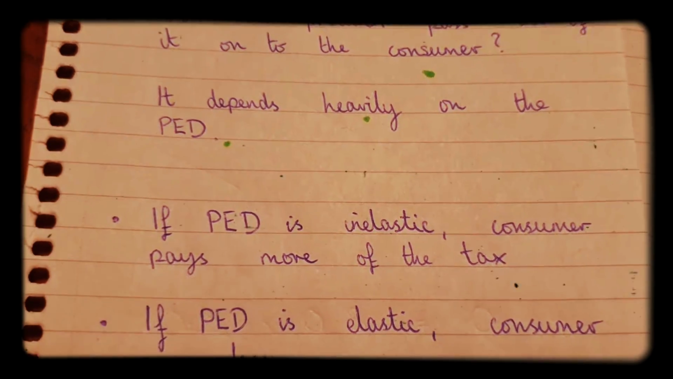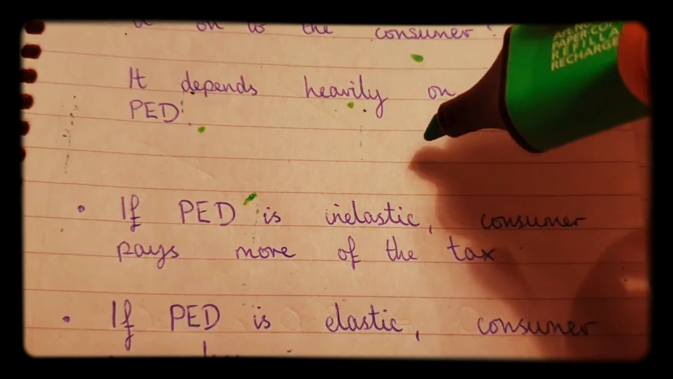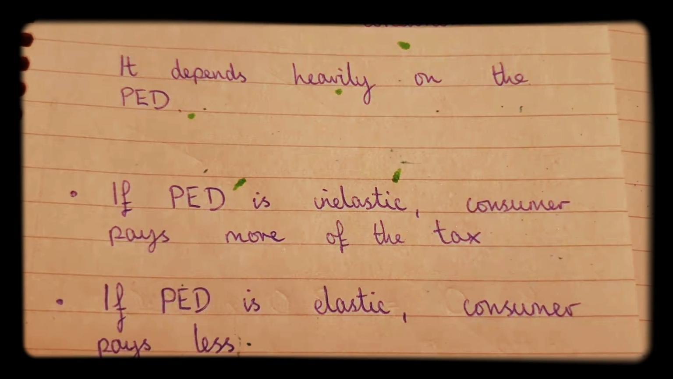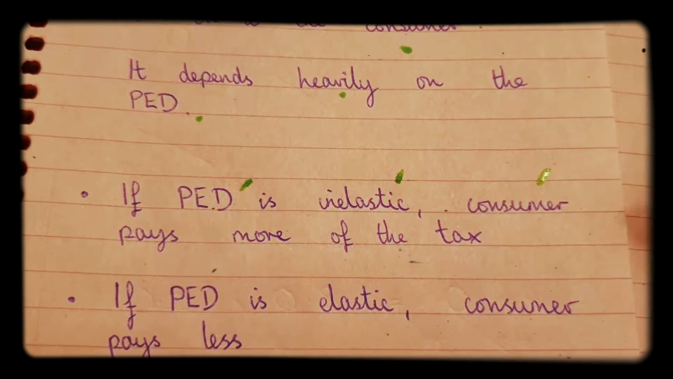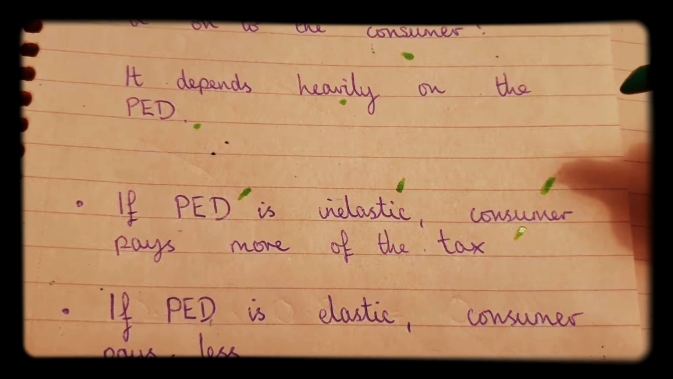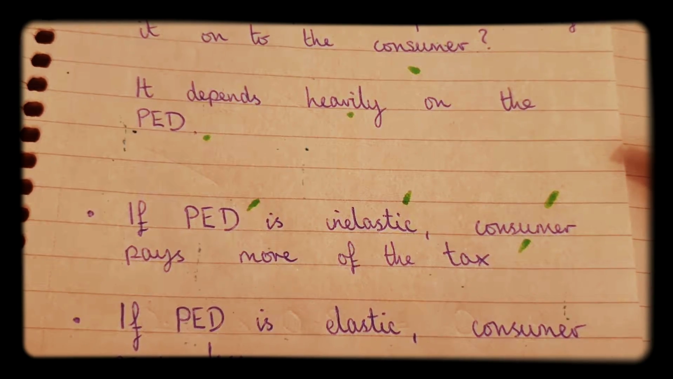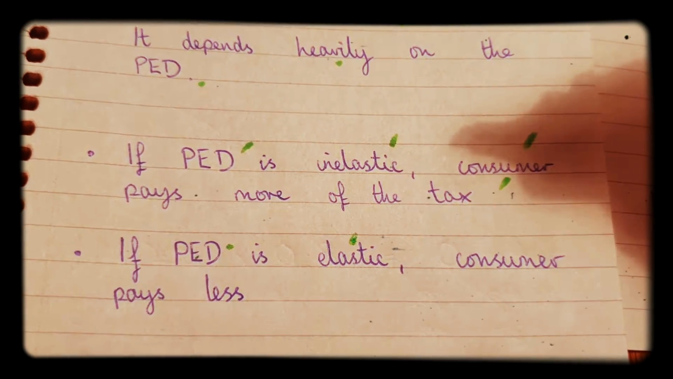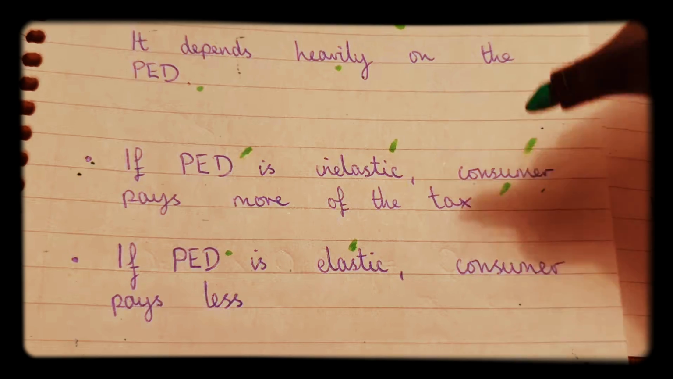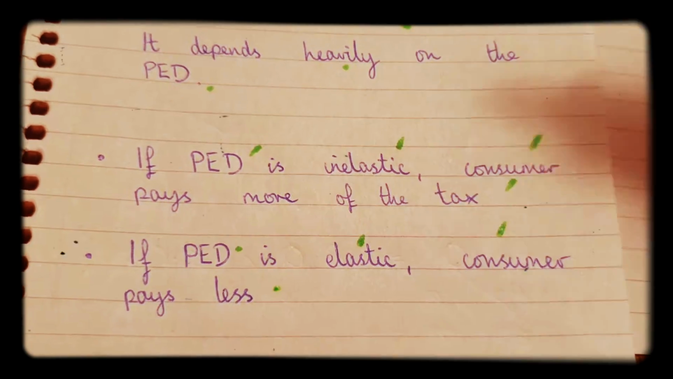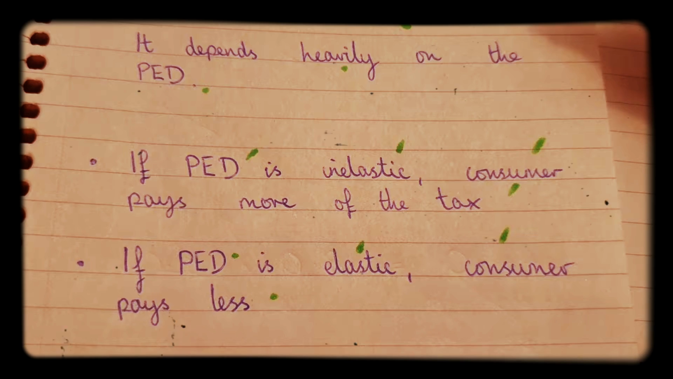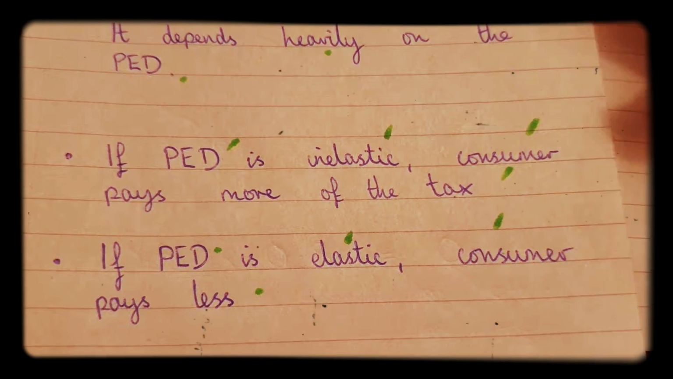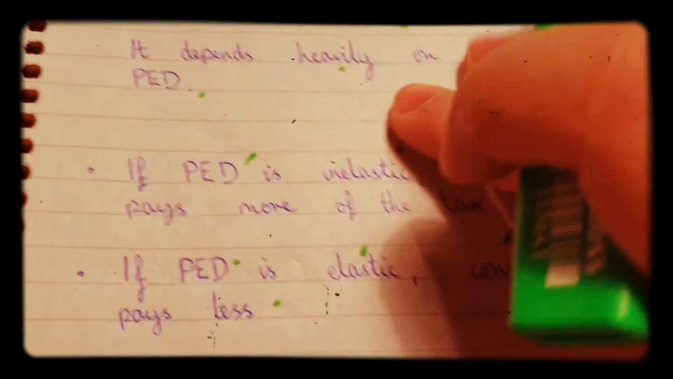In short, if PED is inelastic, so the consumers are not very price sensitive and they're willing to pay higher prices, then the consumer is going to pay more of the tax. The producer is perfectly happy to pass that on. If PED is elastic, so the consumers are very price sensitive, then the consumer is going to pay less of the tax, because the producer is reluctant to pass on the extra tax for fear that they're going to lose customers.